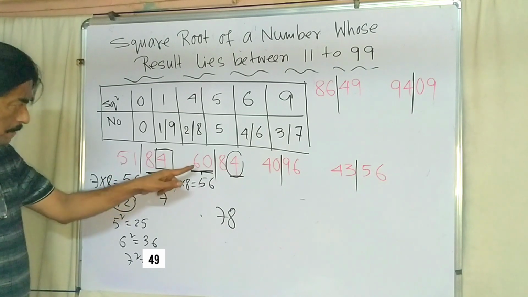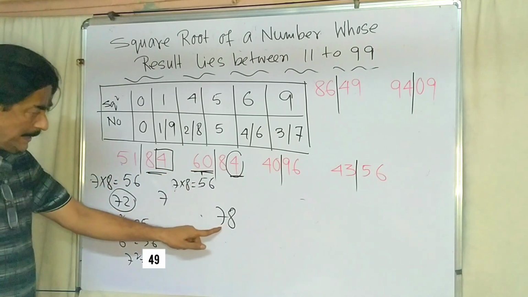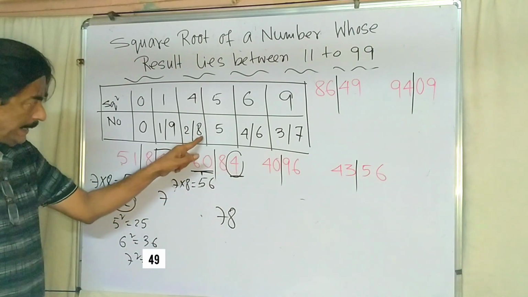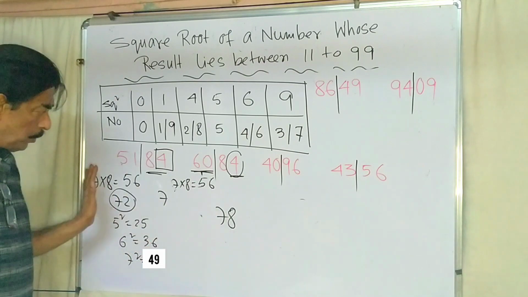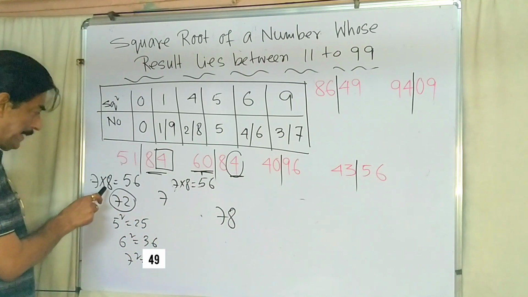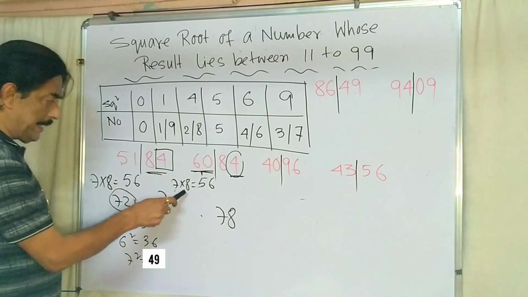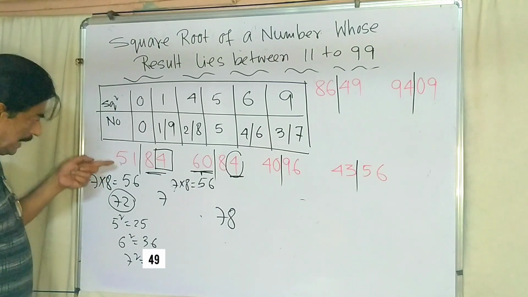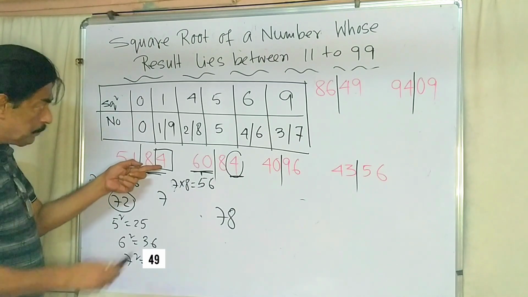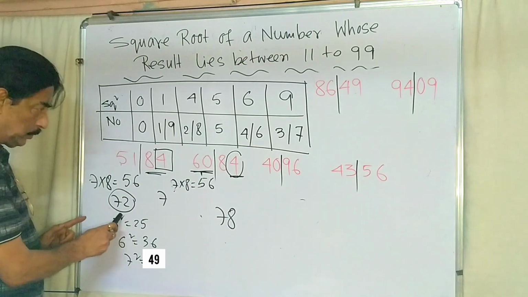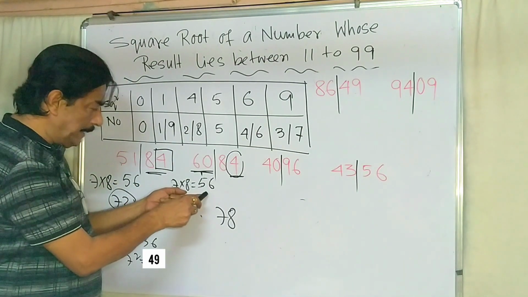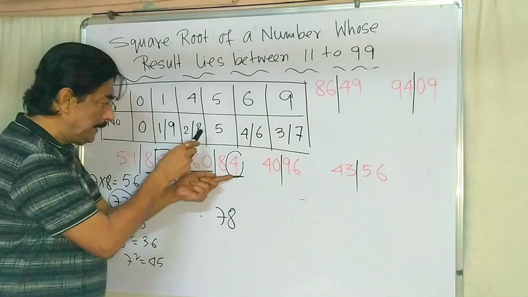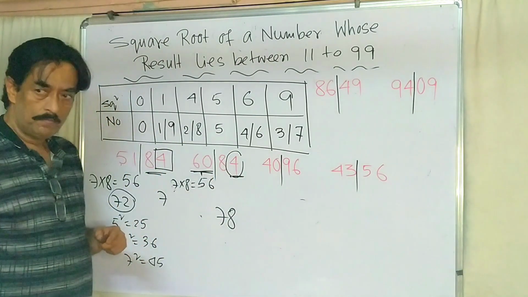In this case, 60, the left hand digit is 7, 7 square is 49. Now under 4 there are 2 numbers, 2 and 8, you have to consider. For both cases, the rule is 7 multiplied by the next number, 56. Now in this case, this number is greater than 51. So you have to consider under 4 which is less, this 72. In this case, the number is less than 60. So you have to consider the higher number, means 8, 78.